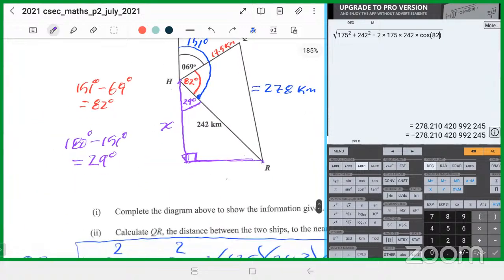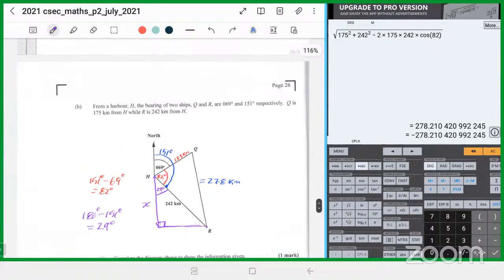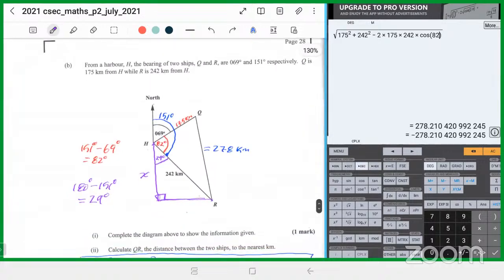Let's show the calculation here and then copy it down. So I'm going to write that the cos of 29 degrees equals the adjacent that I want, which is X, over the hypotenuse 242. I multiply by 242 up here, and I get X. I'm going to copy this down then and work from this.